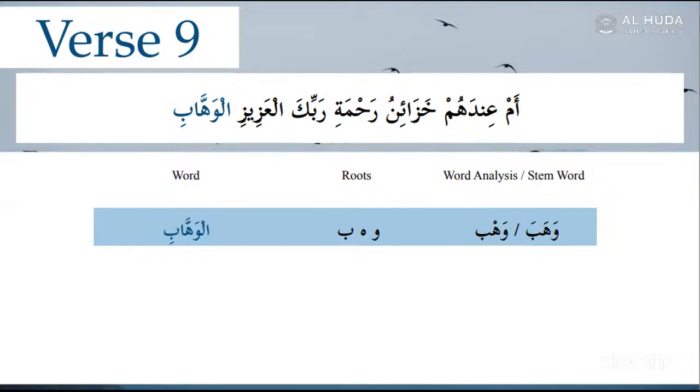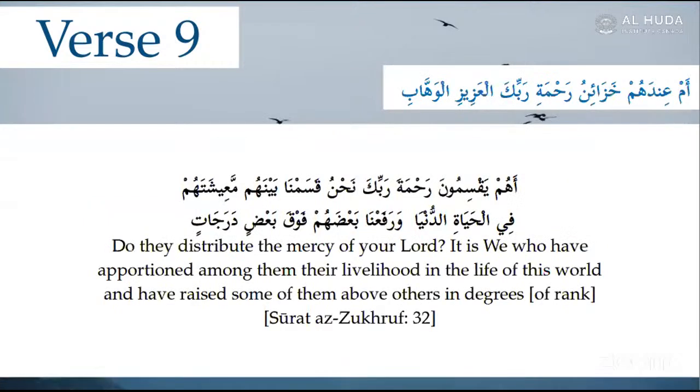Allah has to somehow take their permission as to what is to be given to whom. So basically these people are in reality objecting to the decisions of Allah when they reject the messenger selected by Allah. In Surah Az-Zukhruf, verse 32, we learn, أَهُمْ يَقْسِمُونَ رَحْمَةَ رَبِّكَ نَحْنُ قَسَمْنَا بَيْنَهُمْ مَعِيشَتَهُمْ فِي الْحَيَاةِ الدُّنْيَا.